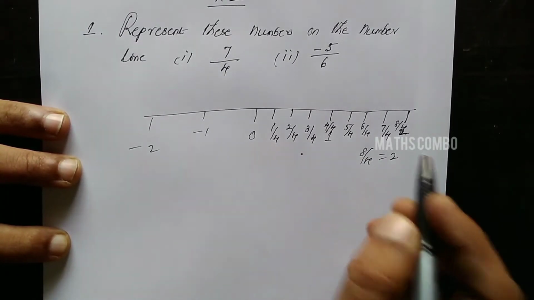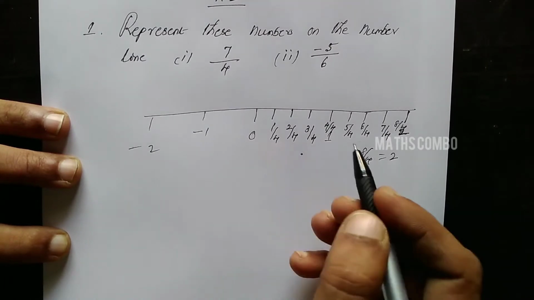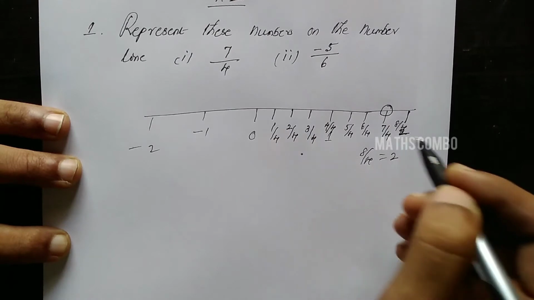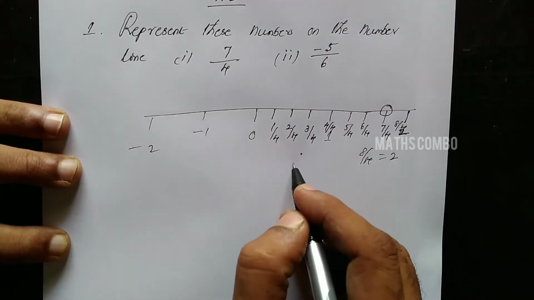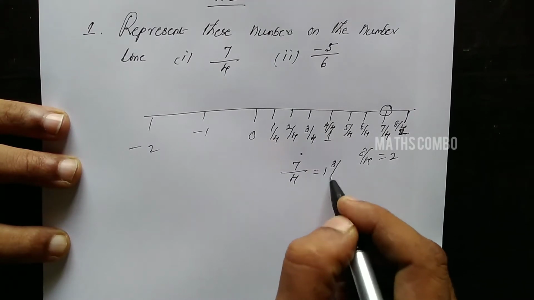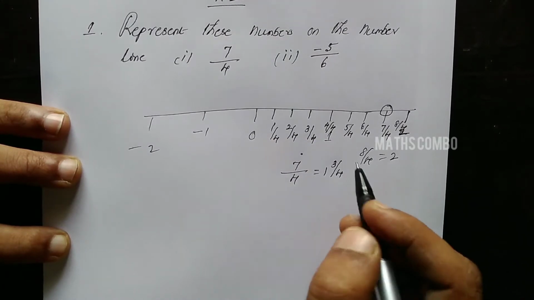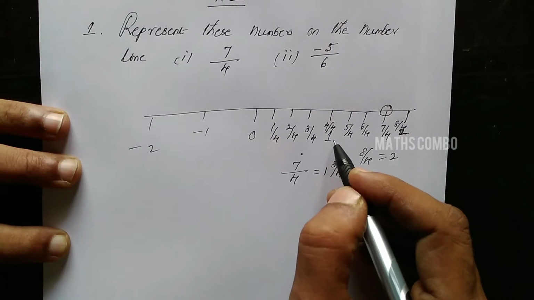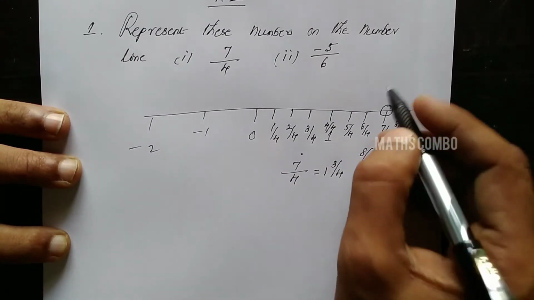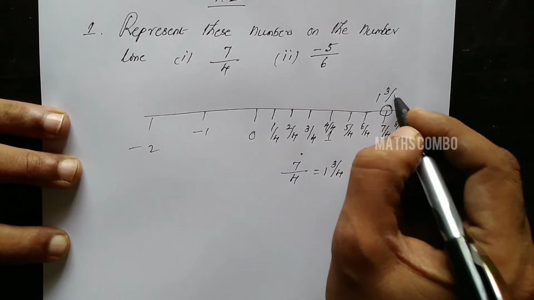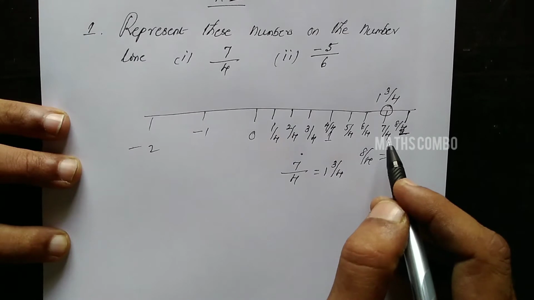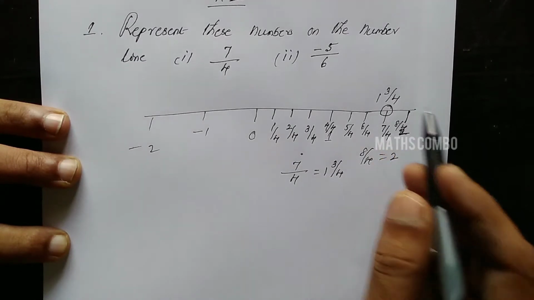This is simple. It can be written in a different way also. Our answer is this. We can write it a different way. 7 by 4 is nothing but 1 3 by 4. So we already got a 1 here, so it is 1, 2, 3. The same can be written as 1 3 by 4 also. So 7 by 4 is nothing but 1 3 by 4.